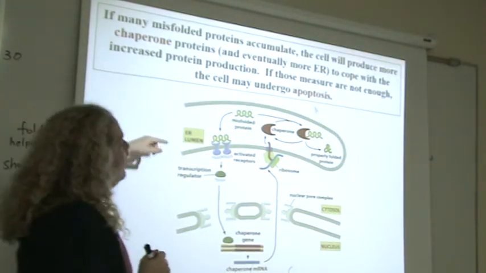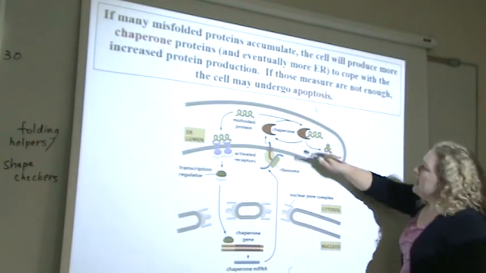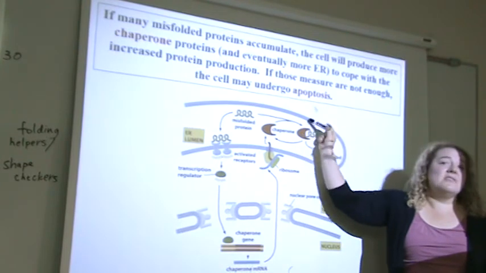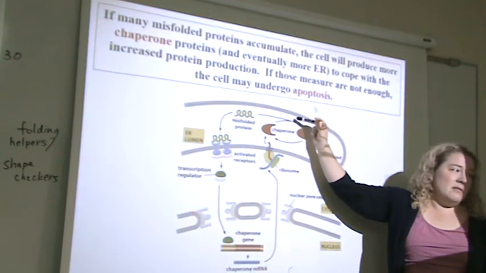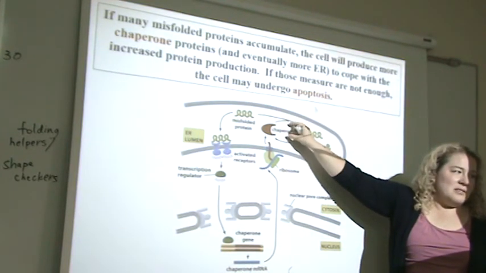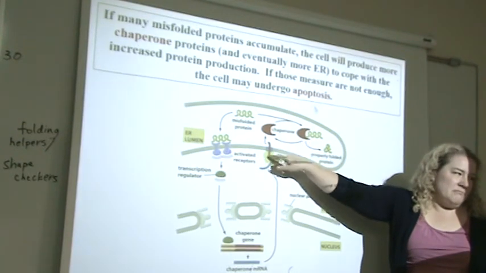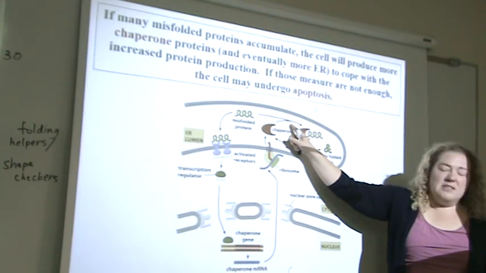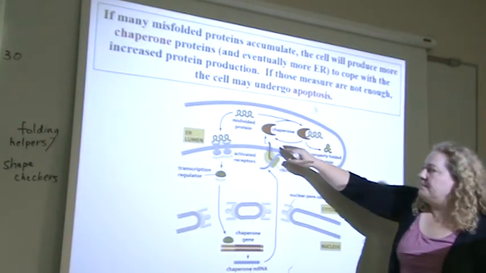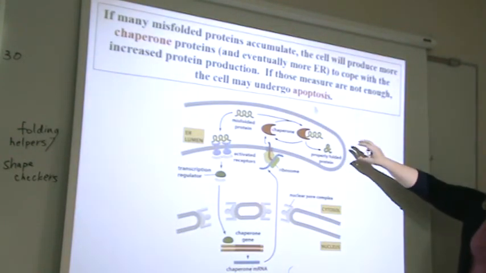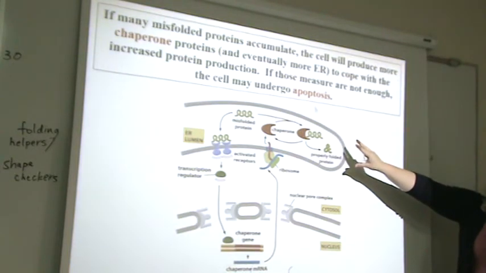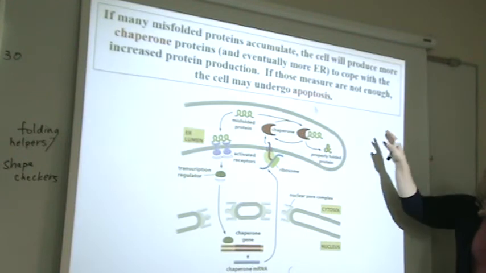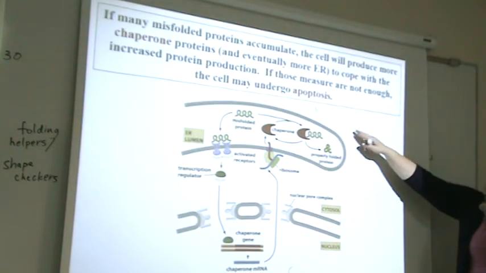However, if the cell makes more chaperones, sends it to the ER, and that's still not enough, that's a signal that there is some kind of major problem going on. If we still have too much unfolded protein, the cell takes that as a signal that I am so messed up that I probably need to shut down. And the cell will undergo apoptosis.